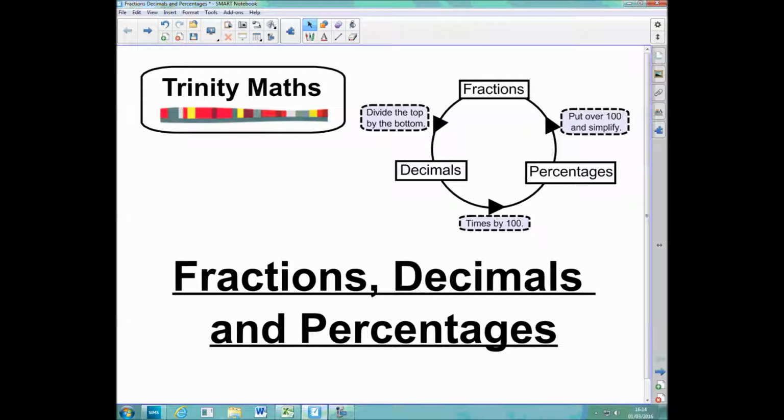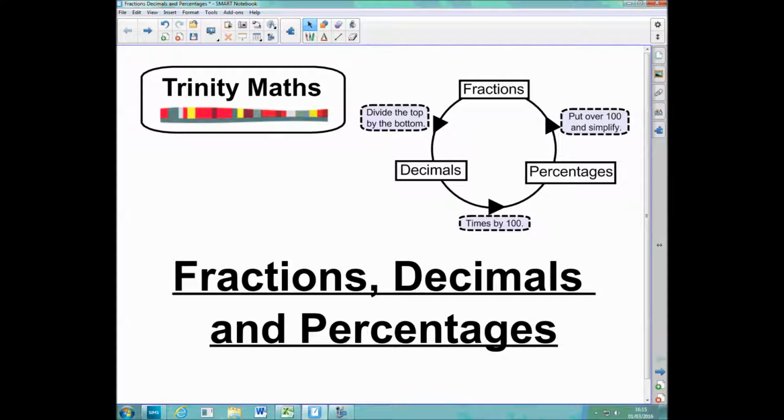Okay, so this video is on fractions, decimals, and percentages. And more specifically, it is changing fractions to decimals, changing decimals to percentages, and changing percentages back to fractions. So basically, changing between these different proportions.